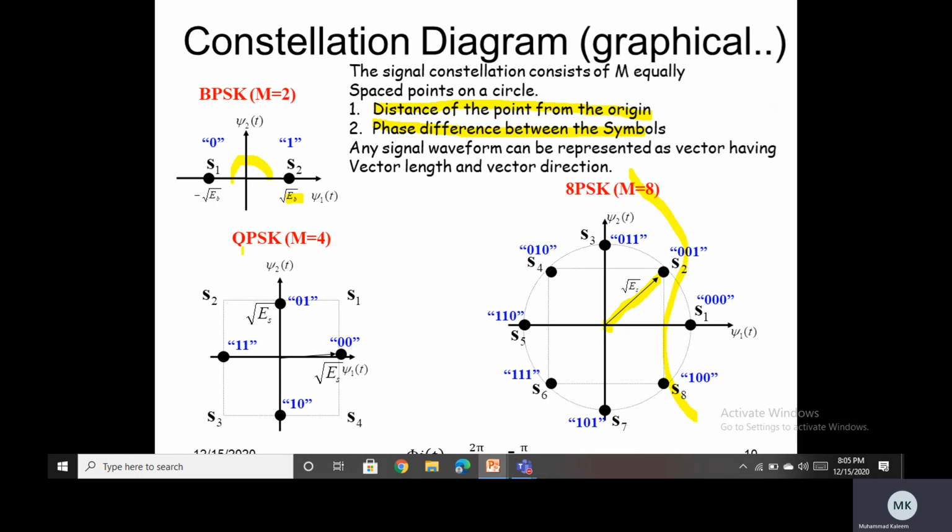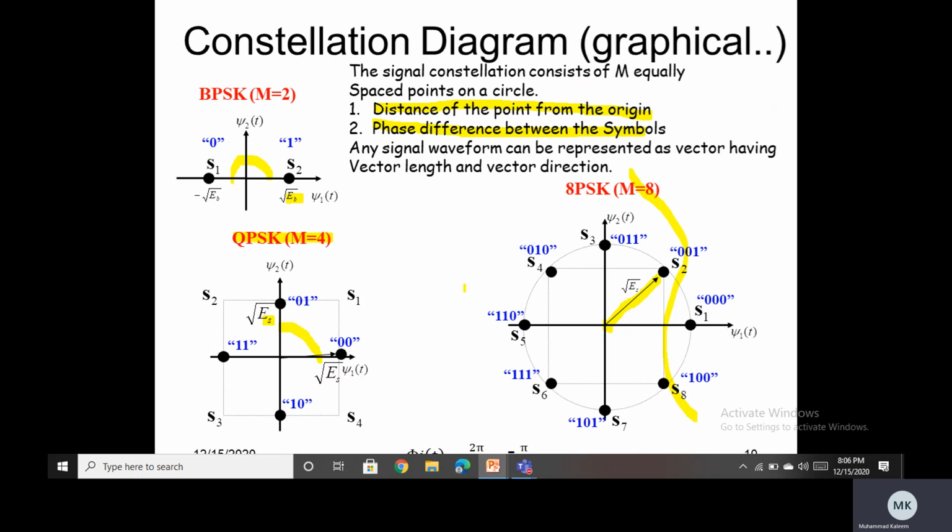But if we talk about QPSK, where M is larger than 2, then we will be talking about symbol energy, as we are talking about symbol time period. So if M is 4, it means there will be 4 symbols, and this is S1, S2, S3, S4, 4 symbols, and the phase shift between any two symbols will be 90 degree.